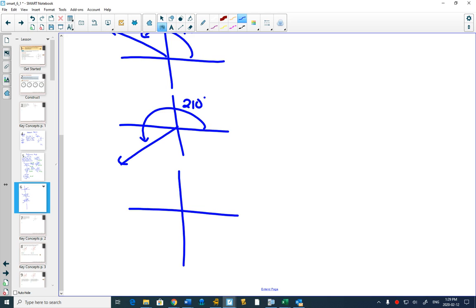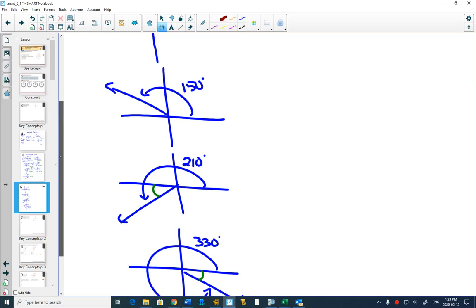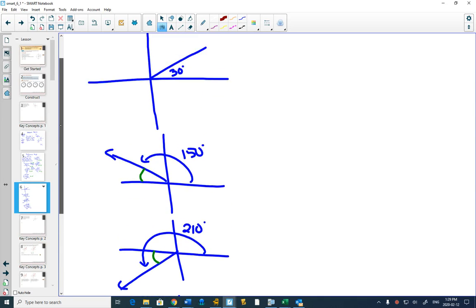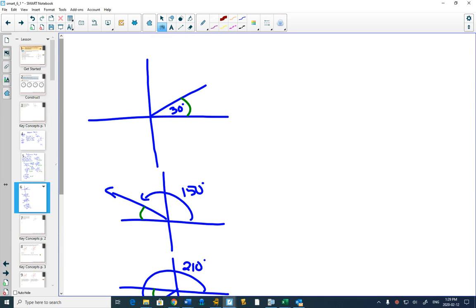And finally, the same reference angle in quadrant 4 would be 330 degrees. Can you notice that each of these reference angles all the way through is 30 degrees.